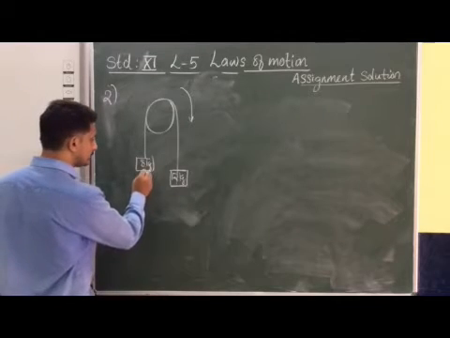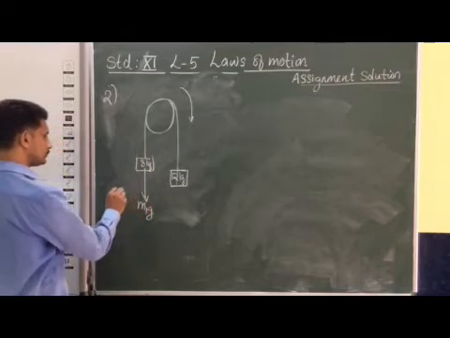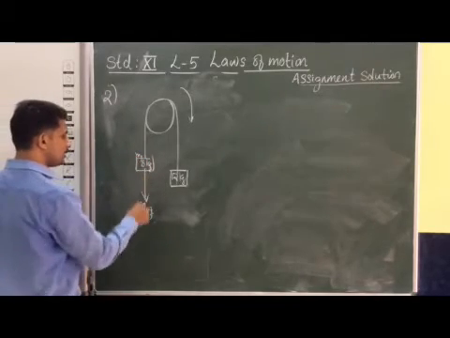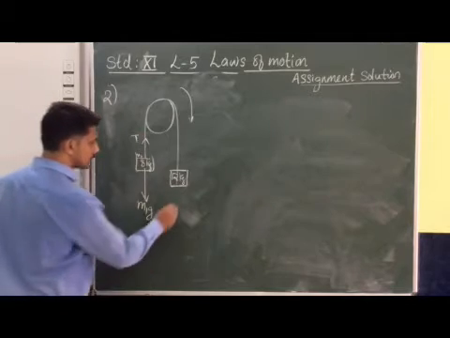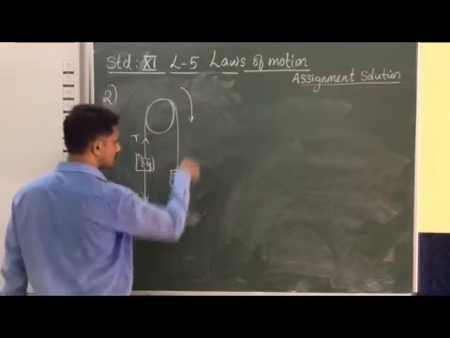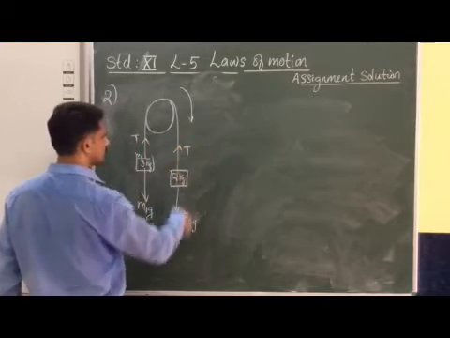So we can see what the various forces acting are. In this case, you can see M1G, this is our mass M1, acting in the downward direction, and the tension is acting in the upward direction. In this block also, this block is moving downward. So M2G, and the tension is acting in the upward direction.